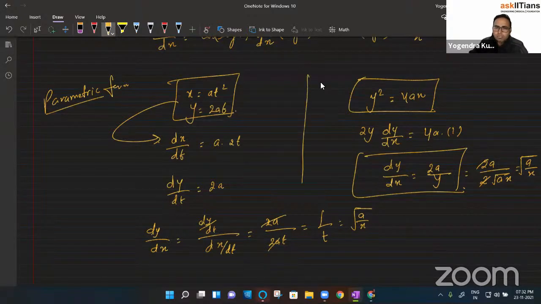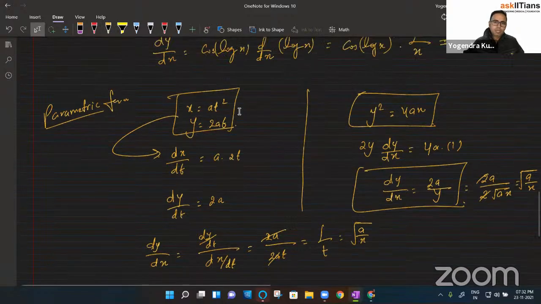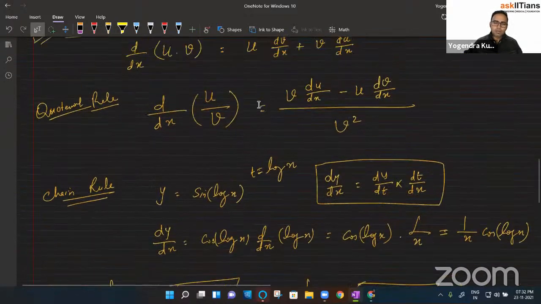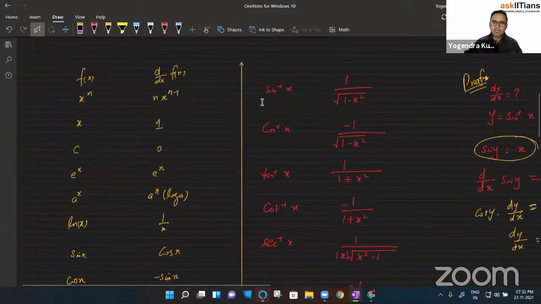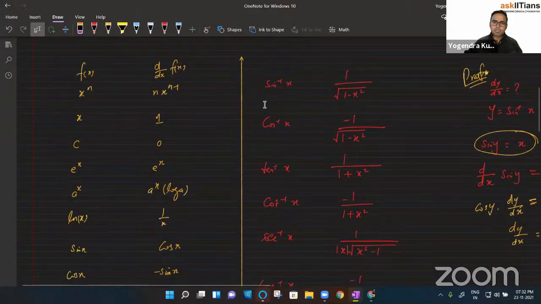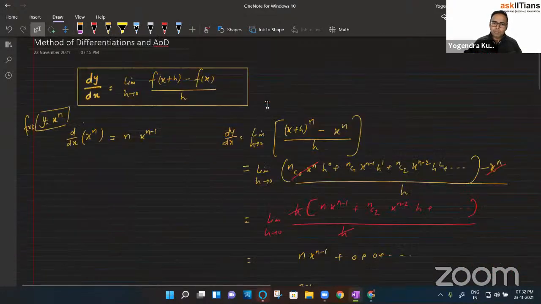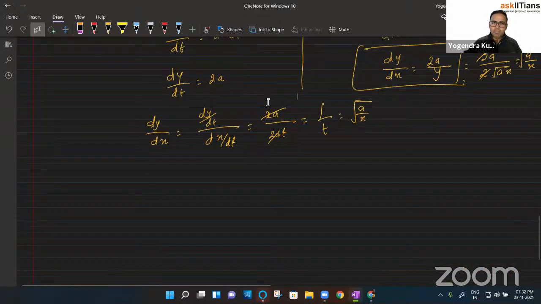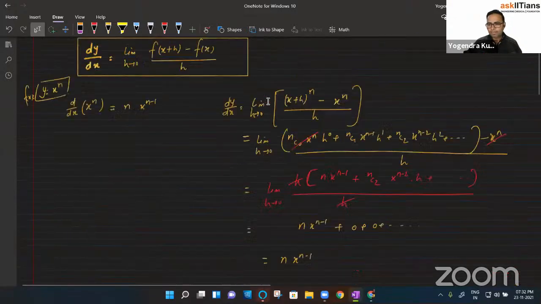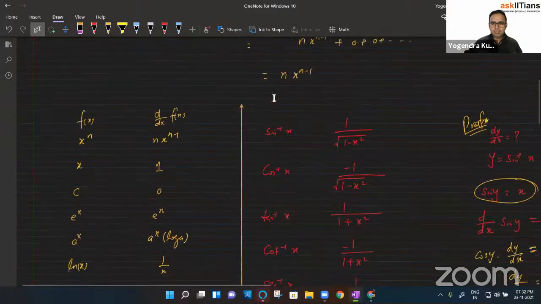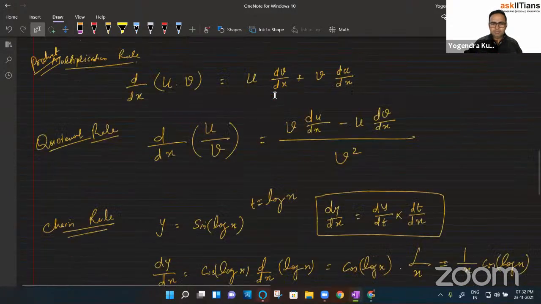So if parametric form is given, we need to do it this way, and for a Cartesian equation that is already given, we do it the other way. I hope this is clear. For the derivative part, you need to remember these differentiation rules. Let's understand applications of derivatives next. I hope everyone understands this.